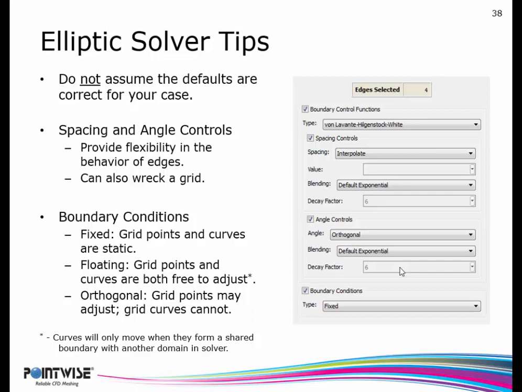A lot of times for situations where I do want to improve or enforce orthogonality, say for a block that's adjacent to a body or a geometry that you're working on, very often I will come in here and for the face of the block that's on the geometry, I'll leave it as von Levante, Hilgenstock, White for the boundary control, so I get that rigidly enforced orthogonality and spacing. But the rest of the faces of the block, a lot of times I come in and change the type to off or none so that it's basically not enforcing any kind of boundary control on the other faces, just the one that I'm really concerned about.